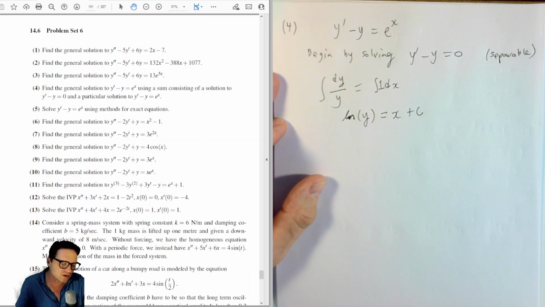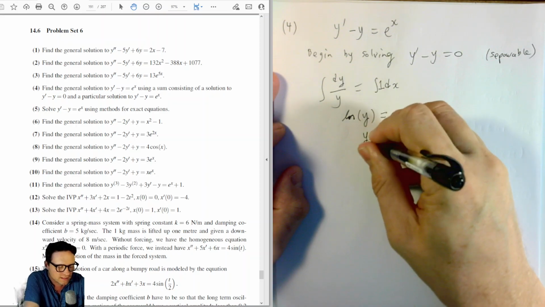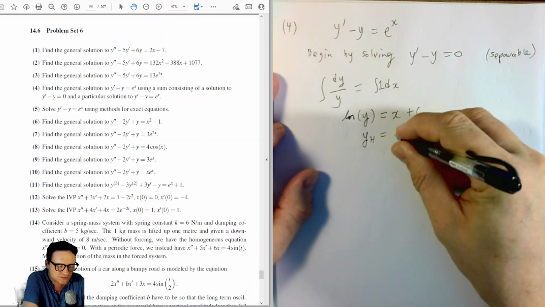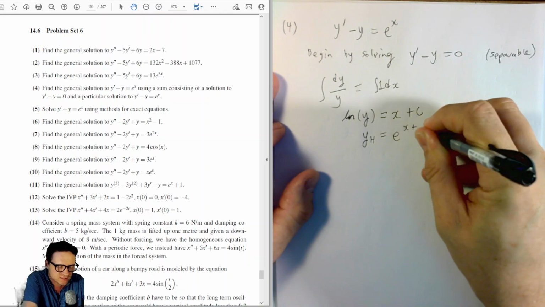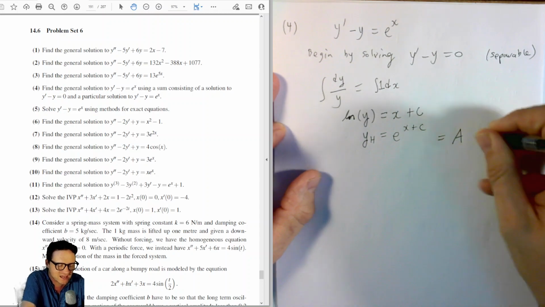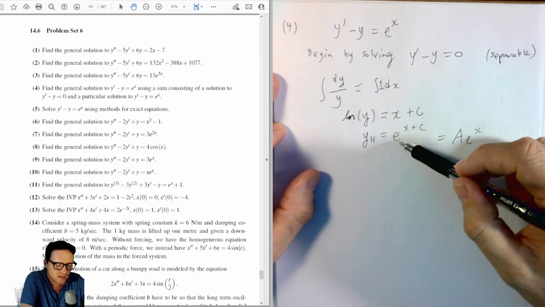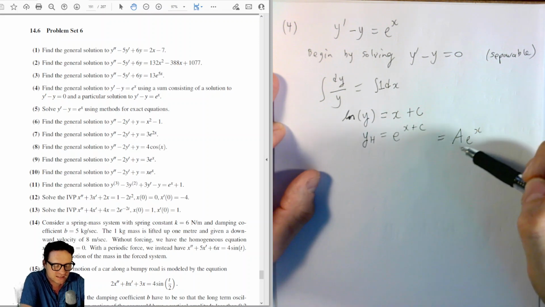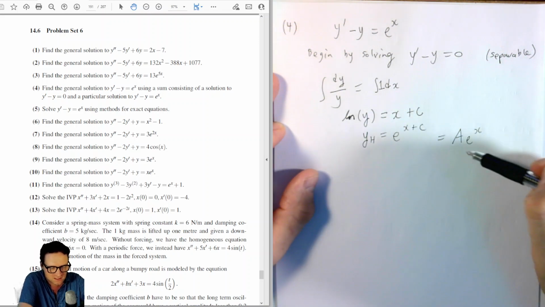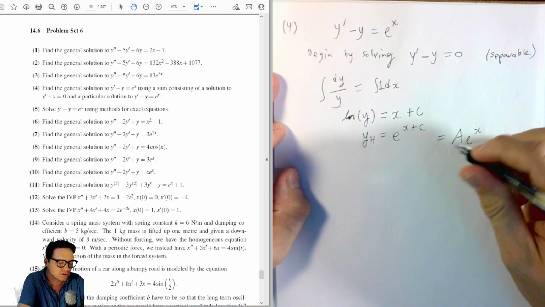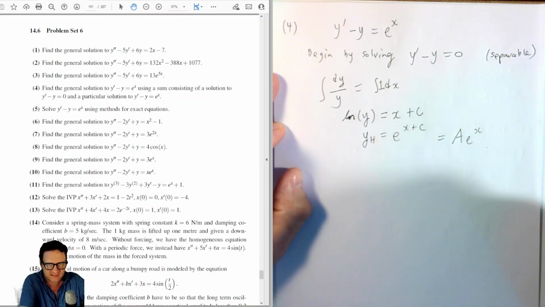Okay, and so then solving this for y, it gives us y homogeneous is equal to e to the power of x plus c, which we can write as a e to the x, because we break this up as e to the c times e to the x, and e to the c is another constant which we call a. Okay, so here we have our homogeneous solution.